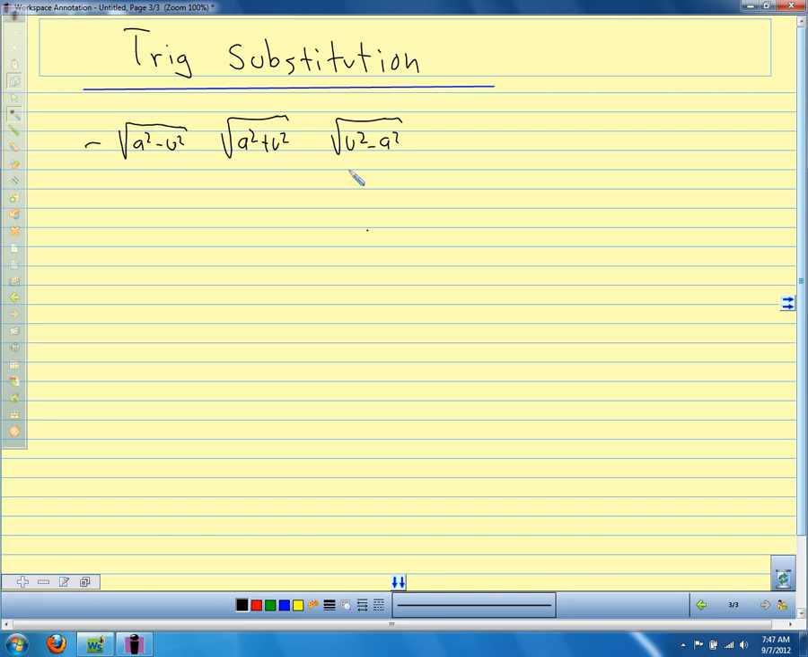Now, a lot of times in the books, especially, they list when you see this form, you make this substitution. When you see this form, you make this substitution. My suggestion is don't memorize those formulas. I never remember which substitution to make for which form. I always just draw the triangle, always, no matter what. So that's my first suggestion: always draw your triangle.